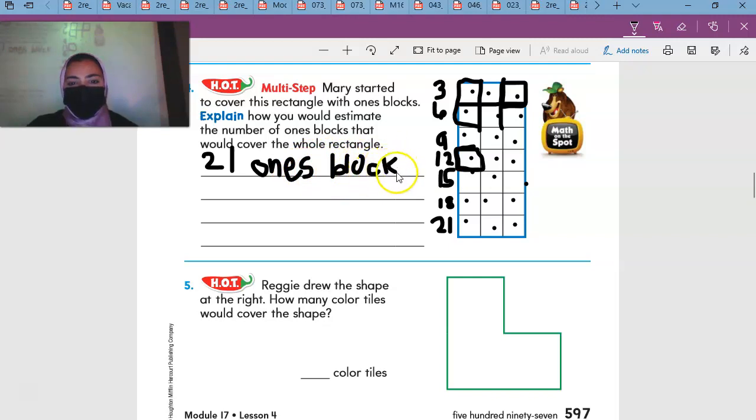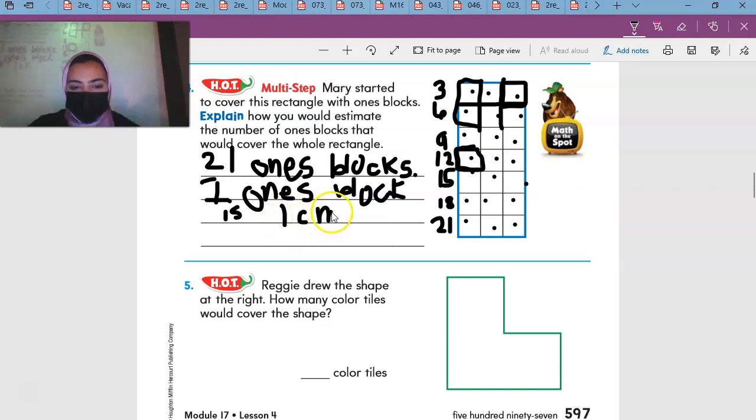And how did I estimate that? Well, one ones block is about how big? What did I say? 1 centimeter. Very good. One ones block is 1 centimeter. I'm just going to write cm because cm is abbreviated for centimeter.